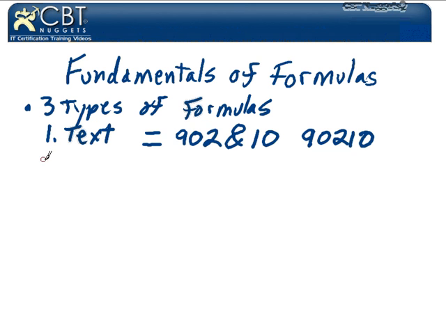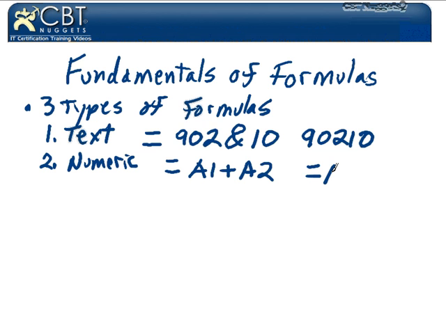Now we can also do numeric formulas. These are the ones that we're probably more familiar with. So I do an equal sign, and then maybe I want to add some cells together. So I would say A1 plus A2. Or I can do maybe a series of them. I could say equals A1 to A7. And see, these are simply adding A1 plus A2. That's plus, minus, so addition, subtraction, multiplication, division, the simple numeric ones.